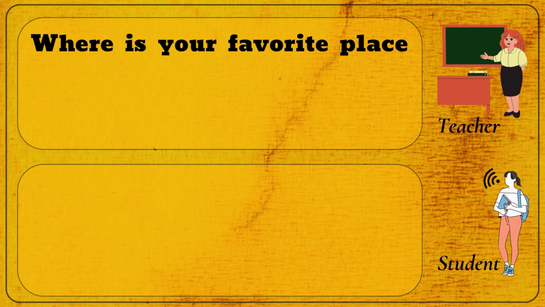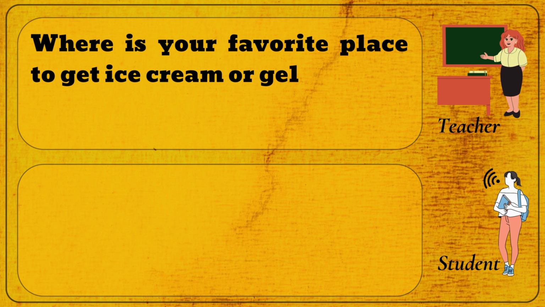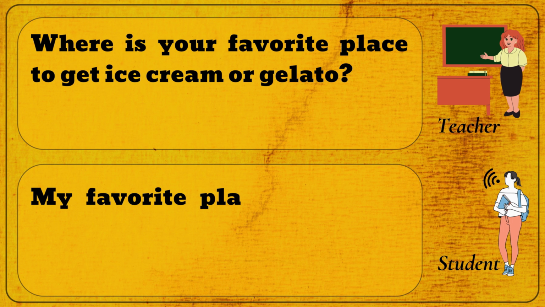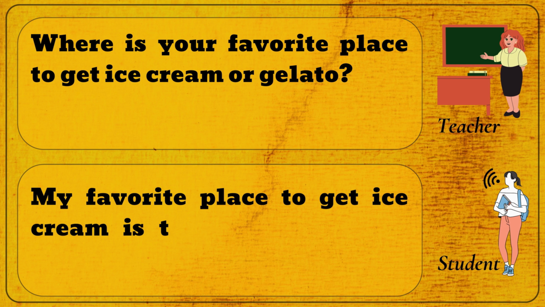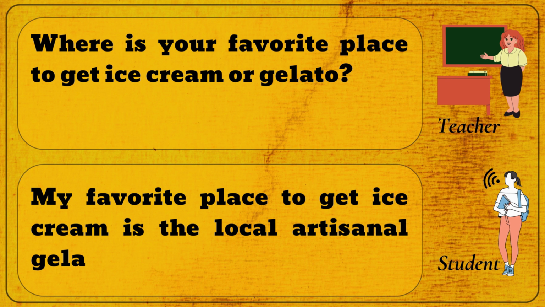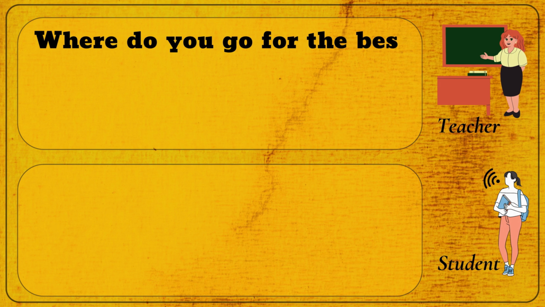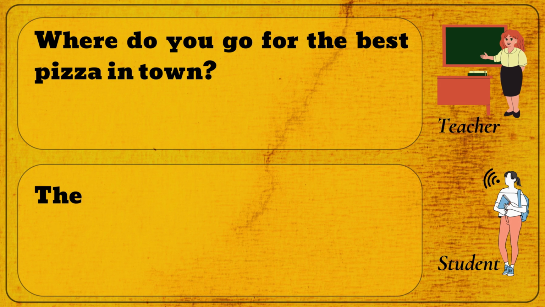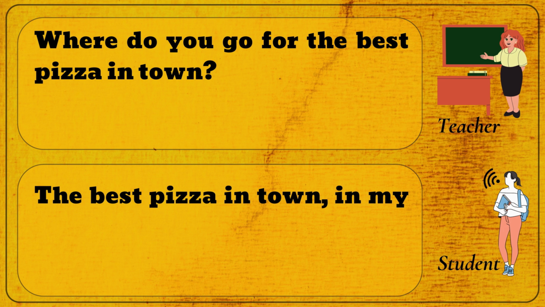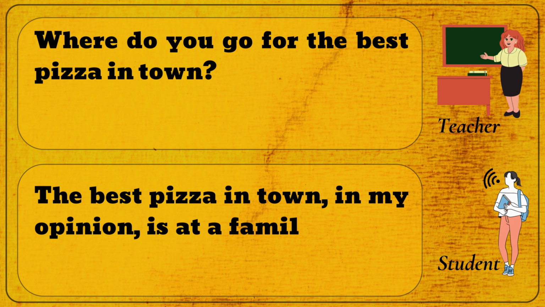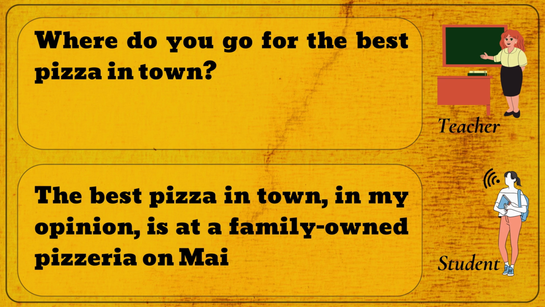Where is your favorite place to get ice cream or gelato? My favorite place to get ice cream is the local artisanal gelato shop. Where do you go for the best pizza in town? The best pizza in town, in my opinion, is at a family-owned pizzeria on Main Street.